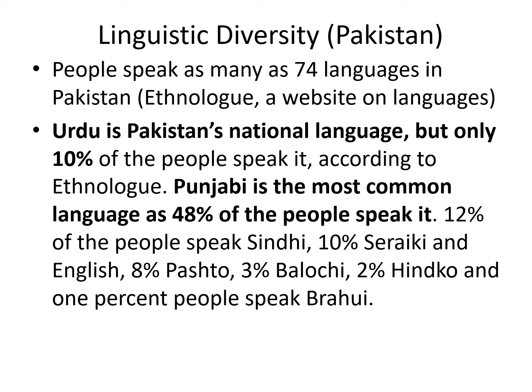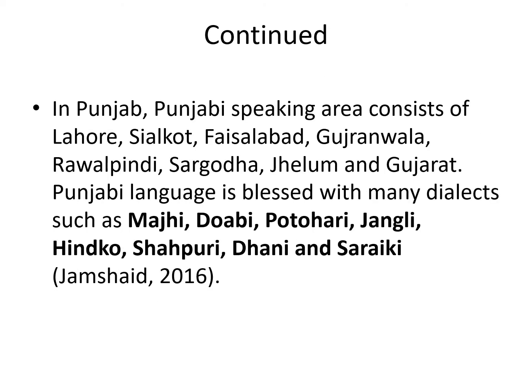But now this trend is changing. 12% of the people speak Sindhi, 10% Saraiki and English, 8% Pashto, 3% Balochi, 2% Hindko, and 1% speak the Brahui language. In Punjab, the Punjabi speaking area consists of Lahore, Sialkot, Faisalabad, Gujranwala, Rawalpindi, Sargodha, Jhelum, and Gujrat.